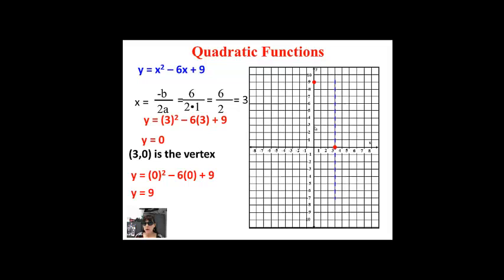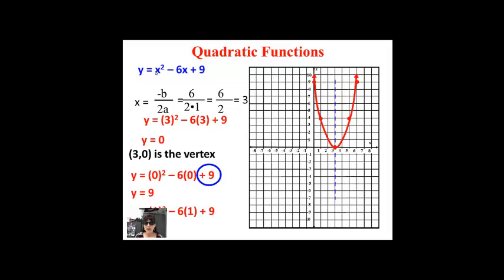We're going to choose another point on this side of the axis of symmetry. I choose an easy one. Let's try 1. When x is 1, y is 4. Plot that. Reflect those two across the axis of symmetry. Connect your dots. There's your parabola.